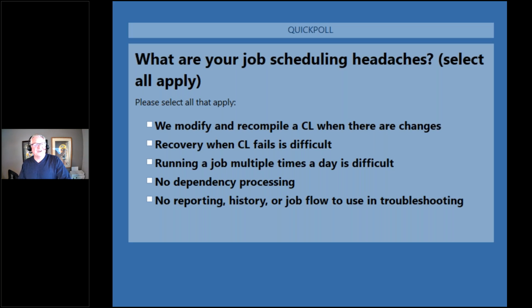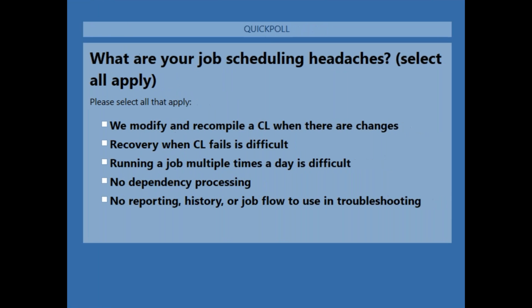So what are the options here, Chuck? What can they choose? Well, so CL, we all love CL, but we get into these very complex CL programs that run maybe our nightly batch, our end-of-day processes. Dependency processing is a big thing with the native scheduler, for instance, because you just can't do it. So you have to build it into CL programs, reporting, history, diagnostics, job flow. All those things are missing.